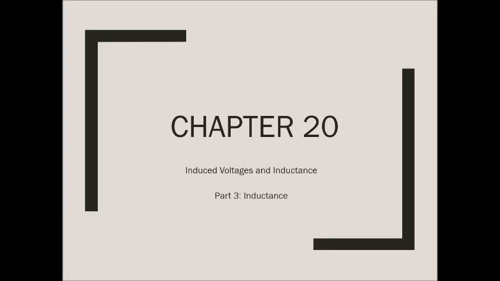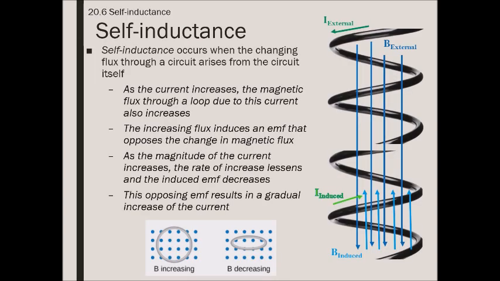In this last part of chapter 20, we're going to talk about what an inductor is and what self-inductance is. Thus far, we've said that if a loop is in a changing magnetic field, it will create a current due to the induced EMF. But what if that current is going through that same coil, and that coil is making a magnetic field so that it is creating a changing magnetic field in a neighboring part of the coil?